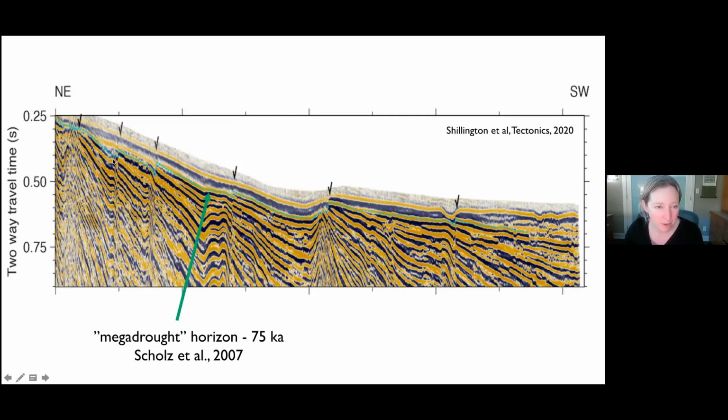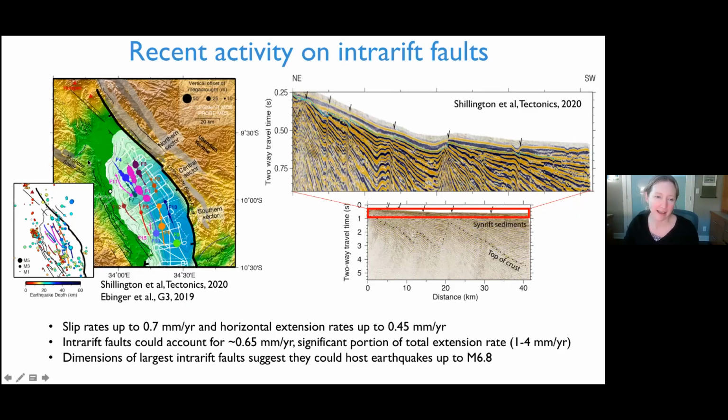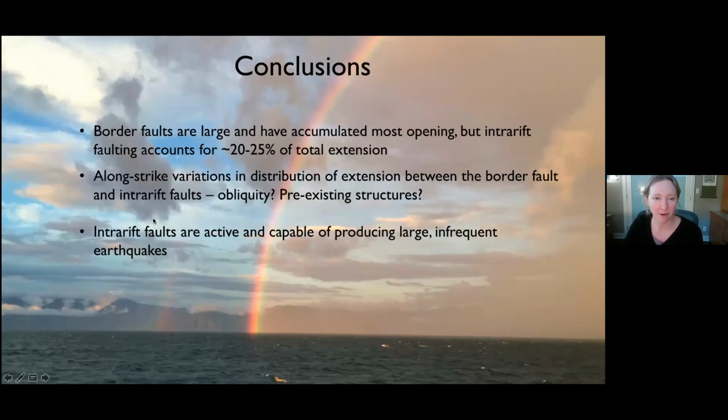And you can see that pretty much every one of these intra-rift faults is offsetting that mega drought reflection, implying that all of these faults have been quite recently active. And that's consistent with work from Cindy Ebinger and her co-authors looking at seismicity within this rift from the SEGMENT experiment, which also shows numerous earthquakes occurring on these intra-rift faults. And so with that, I'll leave you with my conclusions. I'm sorry if I went a little bit long there.